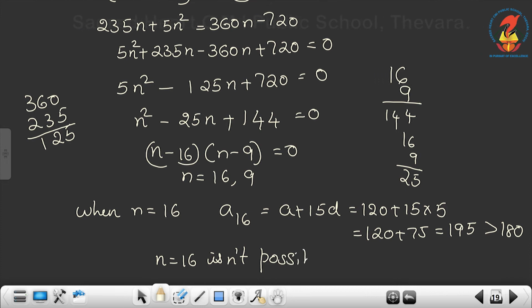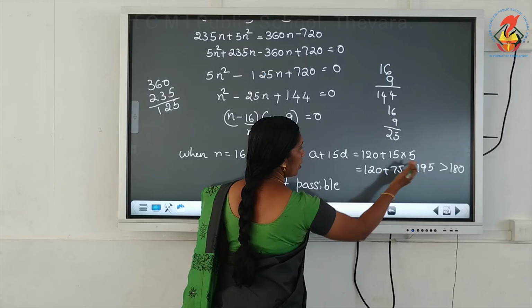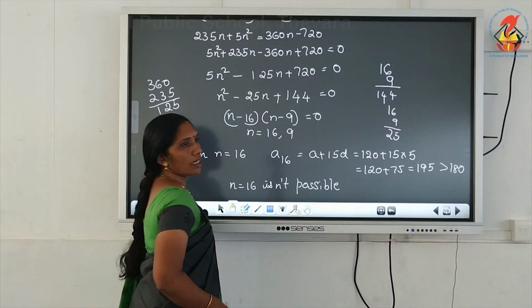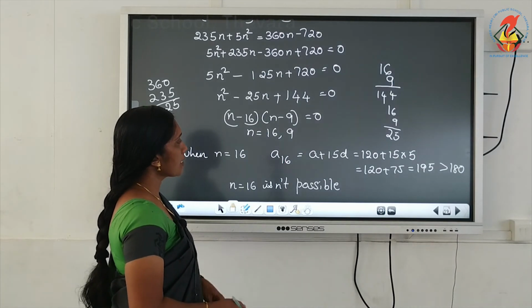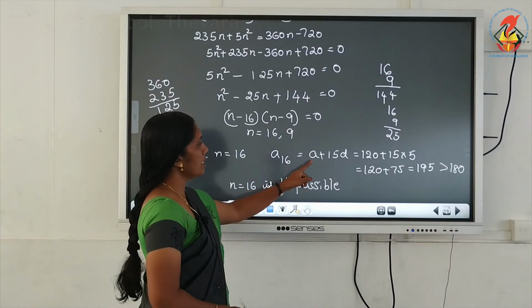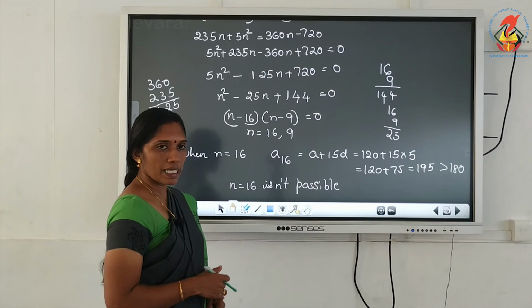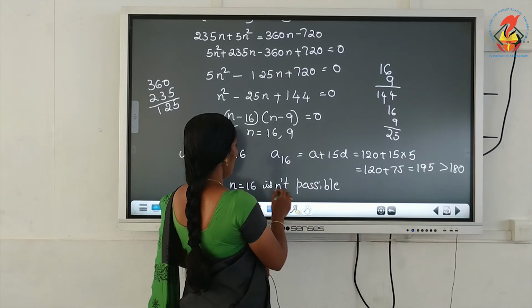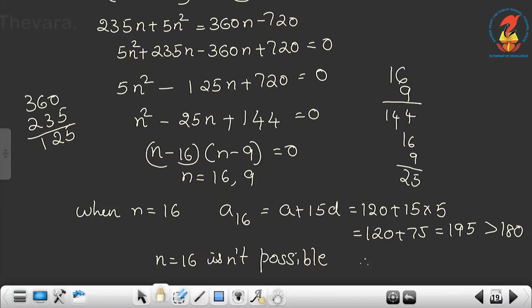When we substitute n equal to 9, it should be less than 180. n equal to 9 means the 9th term. A9 means a plus 8d. That is definitely less than 180. So that is possible. n equal to 16 is not possible. Therefore, n is equal to 9.